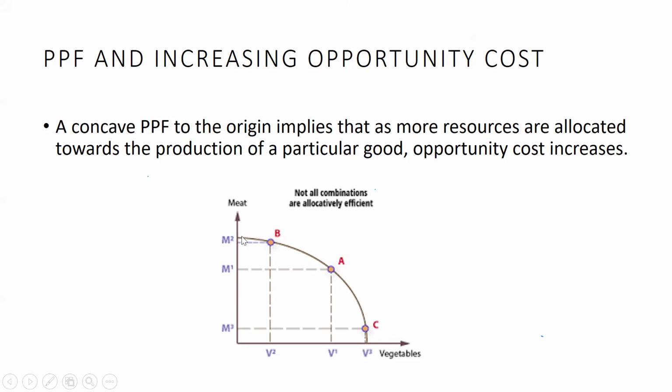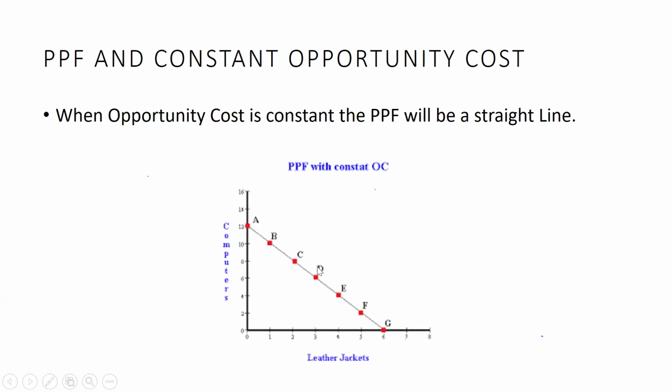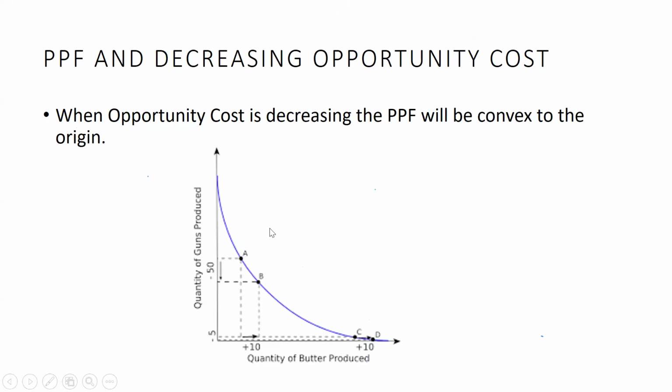If it's constant, if it's not changing, if it's the same amount all the time, it will look like this, a straight line. And if it's decreasing, so it's getting smaller each time, it will be bowed inwards. So it'll have an inward belly.